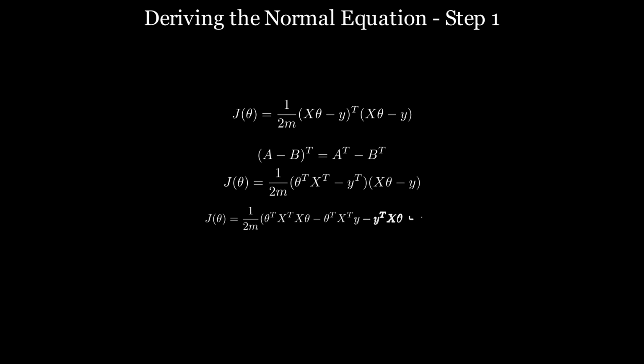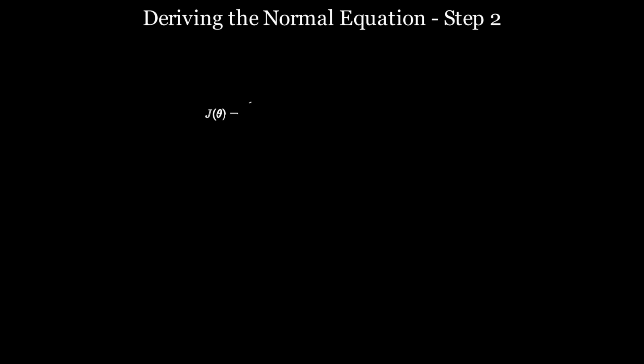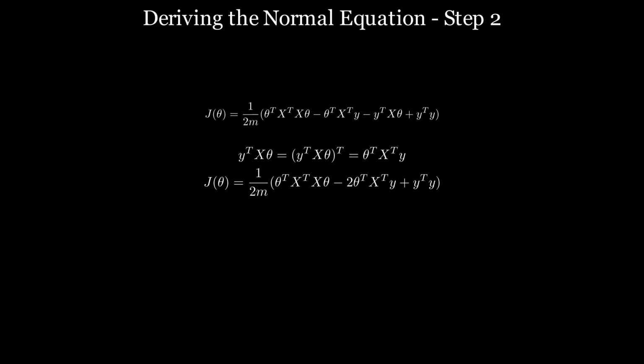Now we multiply the terms out. Just like FOILing in algebra, we get 4 terms from this multiplication. A key insight: the term y transpose X theta is a scalar, a single number. The transpose of a scalar is just itself, so it's equal to theta transpose X transpose y. Since both middle terms are identical, we can combine them into -2 theta transpose X transpose y. Now our cost function is ready.